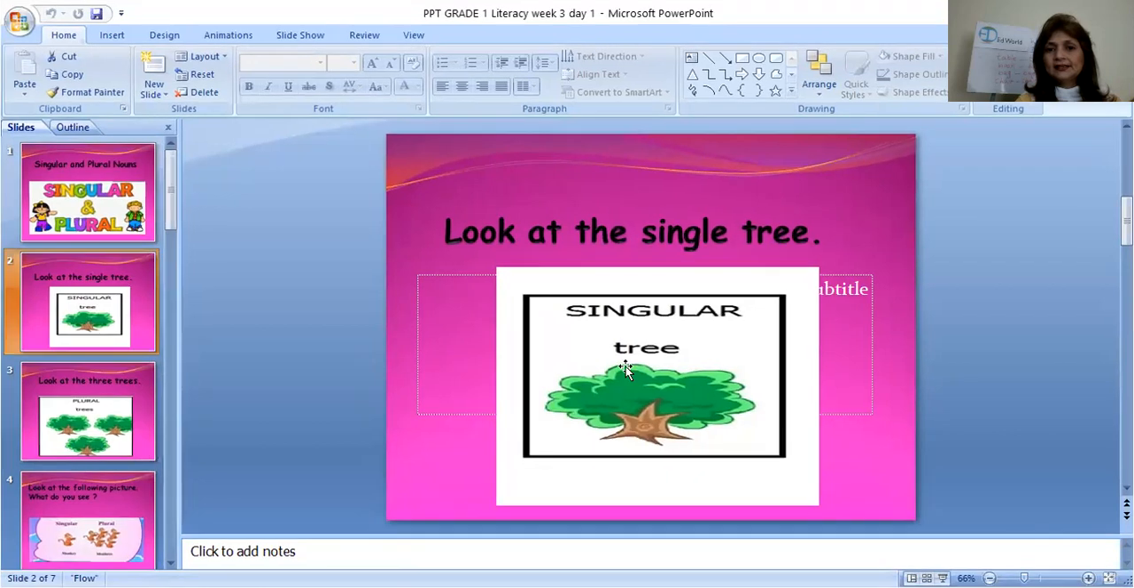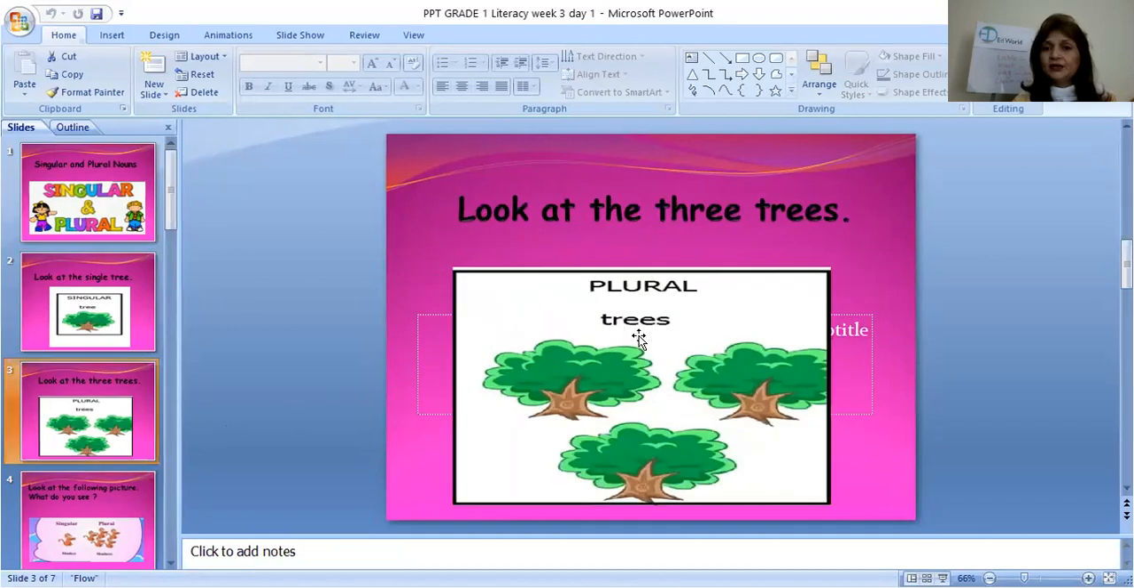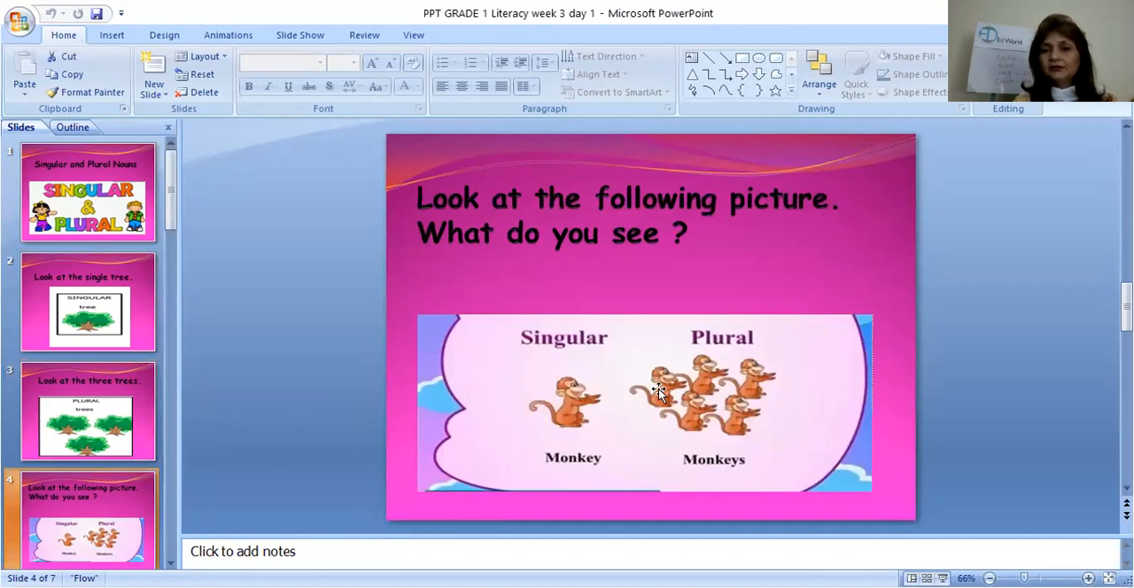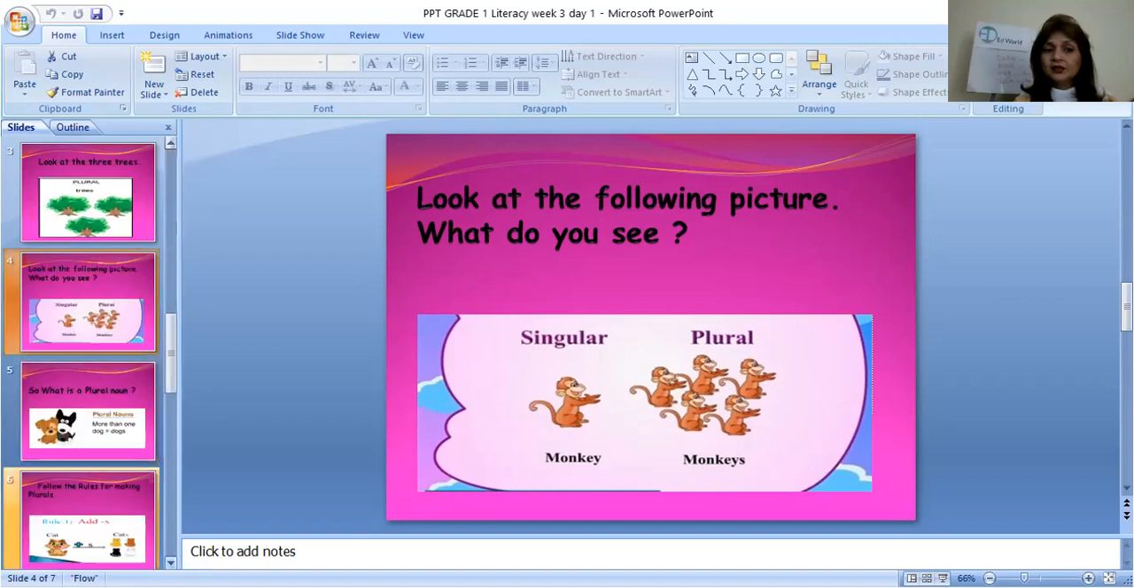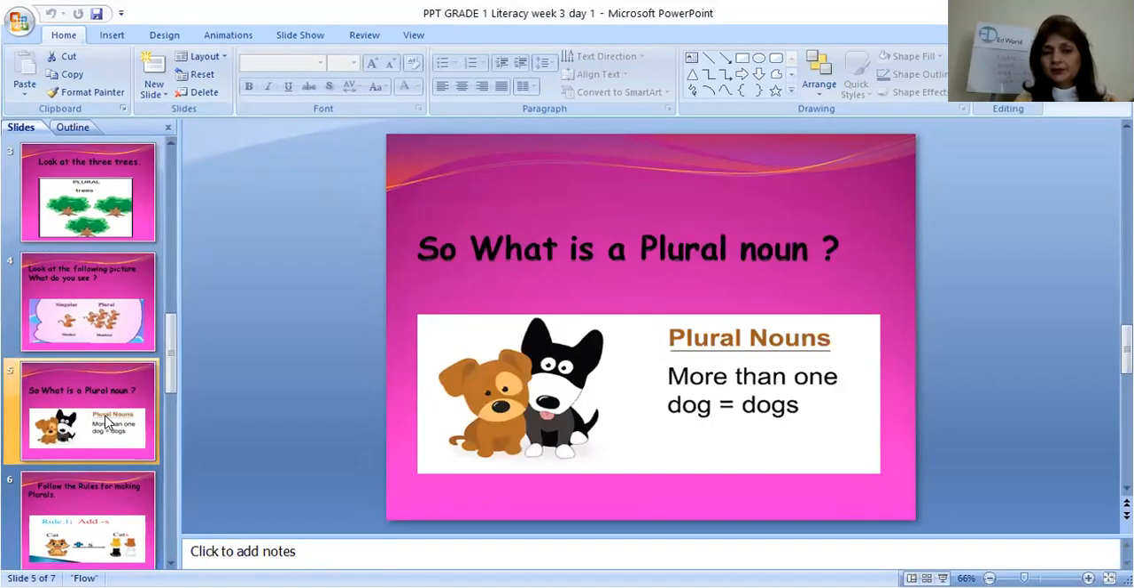Look at this single tree. This is only a single tree, that means it's only one tree. And look at these 3 trees. How many trees are there? There are 3 trees, so we have written trees over here. Okay. Now look at the following picture. Monkey. This is only one monkey. And these are how many? 1, 2, 3, 4, 5 monkeys. So we have added an S over here to make it plural.